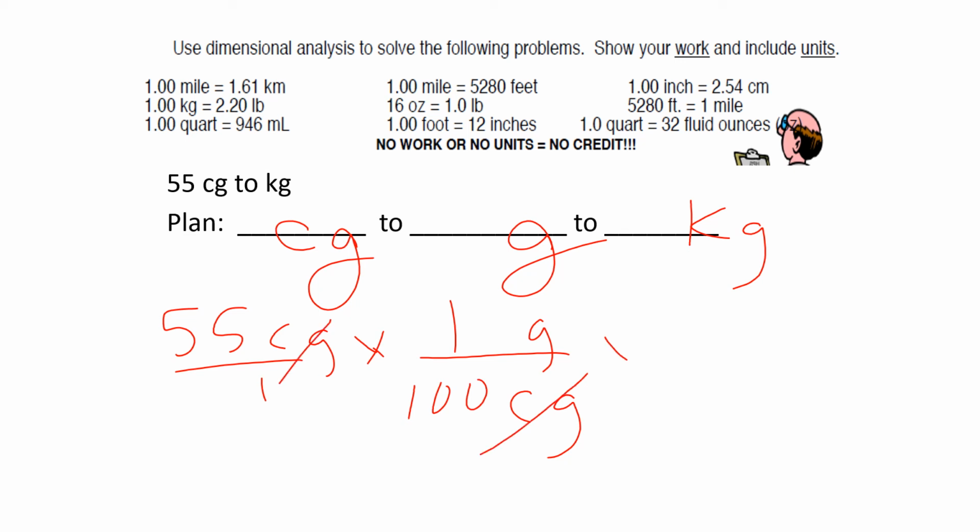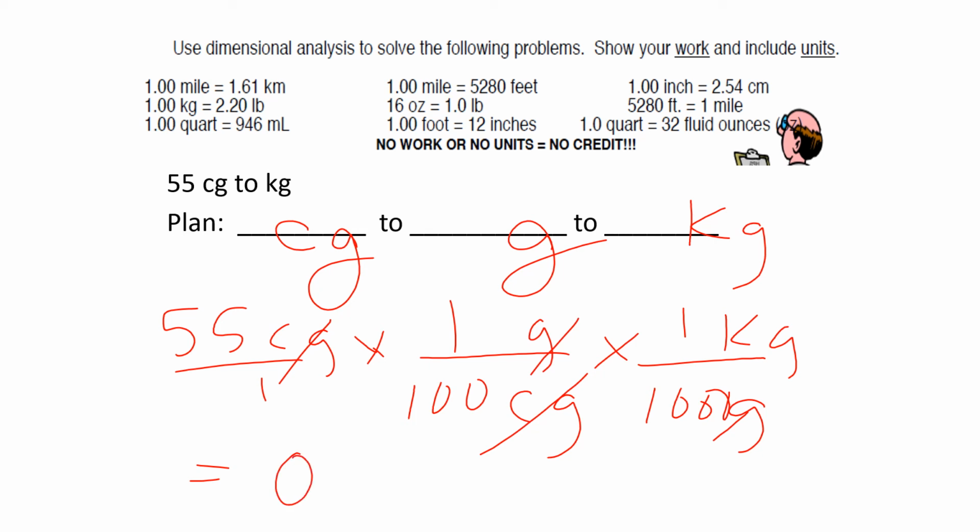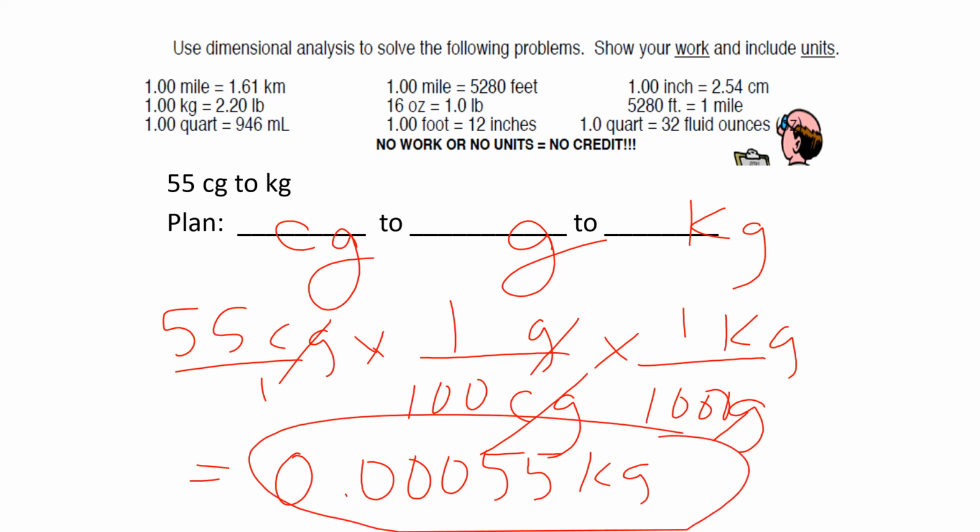These cancel, and then go from gram to kilogram. 1 kilogram has 1,000 grams in it. So here we will be taking 55, dividing it by 100, and then dividing it by 1,000. So we get 0.00055 kilograms, and your sig fig is based on the 2 sig figs in the 55 kilograms. No, 55 centigrams.